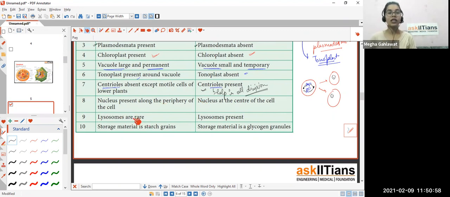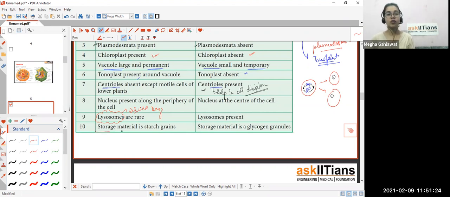And then lysosomes in the plant cells are rare and lysosomes are present in the animal cells. What are lysosomes? You must have learned about lysosomes a lot in the lower classes as well. These basically are the suicidal bags. If they burst, they are going to eat their own cell. They are going to digest their own cell and cause the death of the cell.